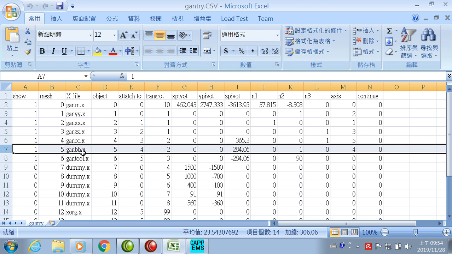ganbb.x is the b-axis, defines object 5 attached to object 4. Object 4 is c-axis. The b-axis translocate is 2. It's a rotation axis. The pivot point is 0, 0, 2A4.06, rotating around 0, 1, 0, rotating around y-axis by using the fourth motion control card.